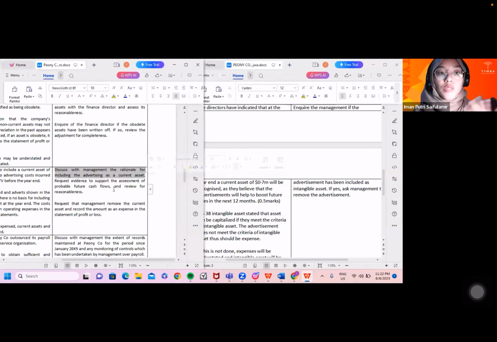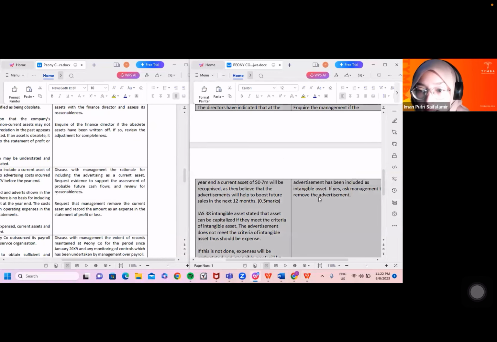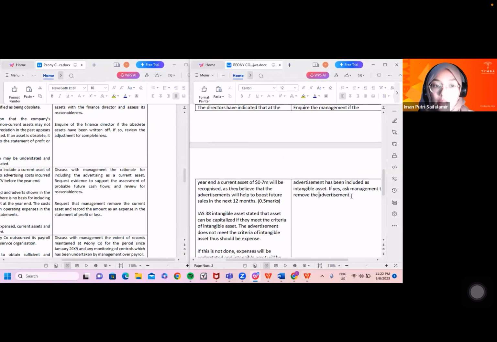Okay, and we want to review the reasonableness of this. Instead of saying intangible asset and remove, what you should do is request that management remove this from the current asset, because here it says it has been included as a current asset. And make sure that they expense it off. Can we do it under IAS 16? Okay, in this case it really depends on the scenario.